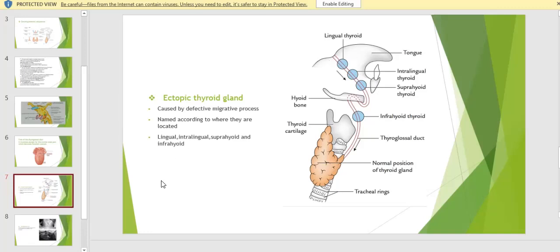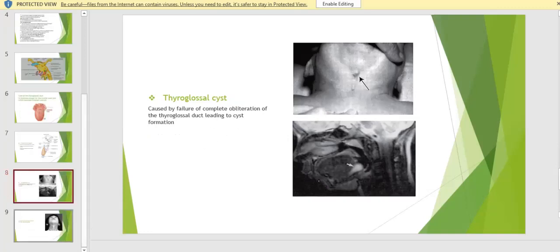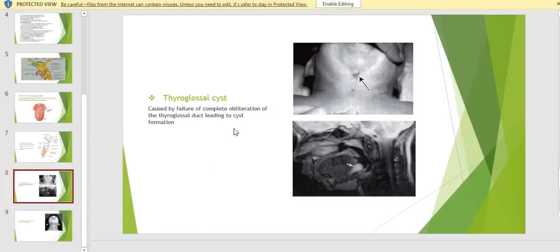So let's go to the other congenital anomaly. Maybe I should show you an example of an ectopic one. This is an example of a person with an ectopic thyroid gland. You can see where it is. This is not its definitive position. The definitive position should be somewhere here lower, but not there.